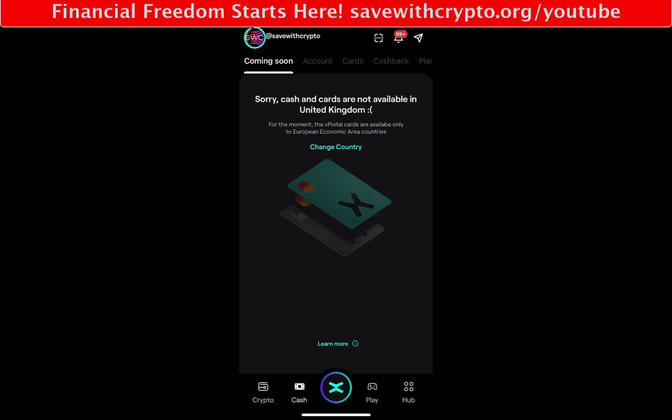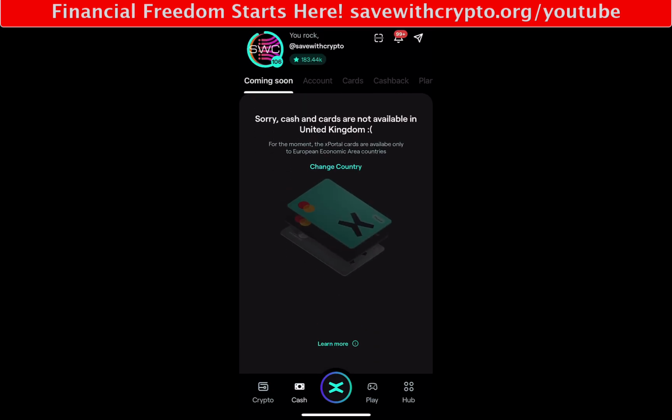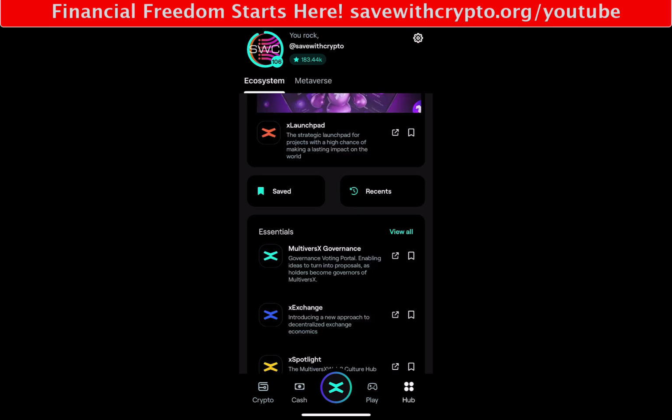What most people were doing wrong, which includes me, is going over to the cash part of the X Portal and trying to do the KYC there, which is the KYC that gets you the X card, which we can't get at the moment. That will just say, sorry, cash and cards are not available in the United Kingdom.